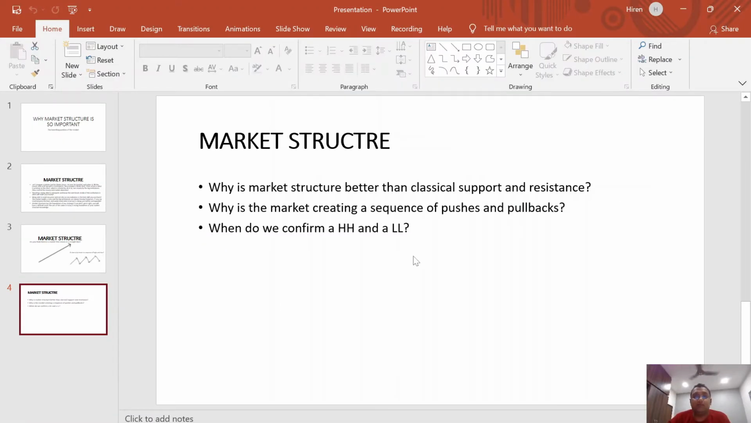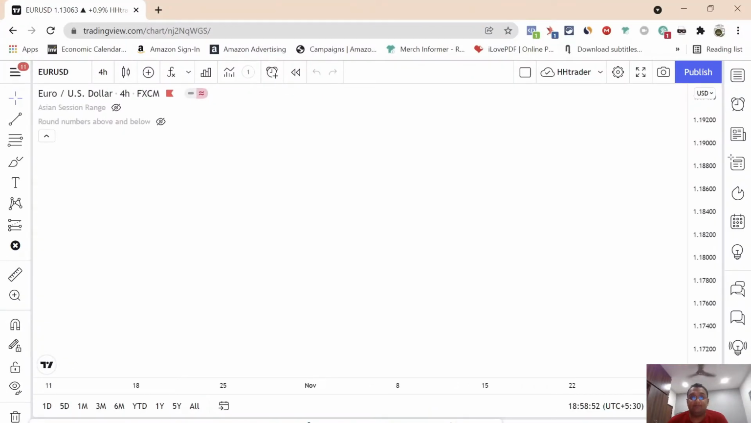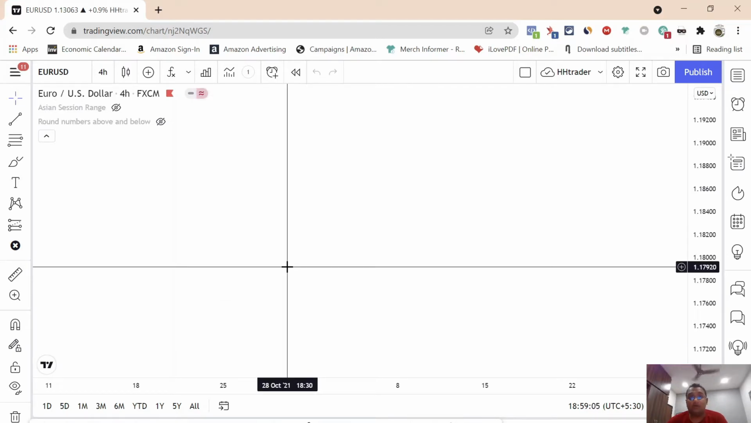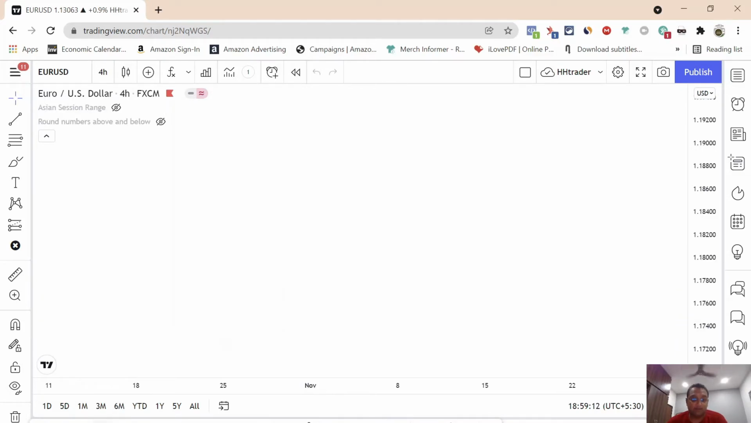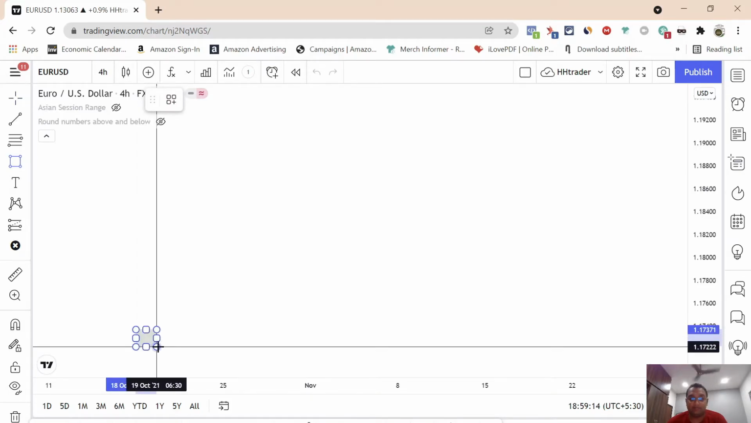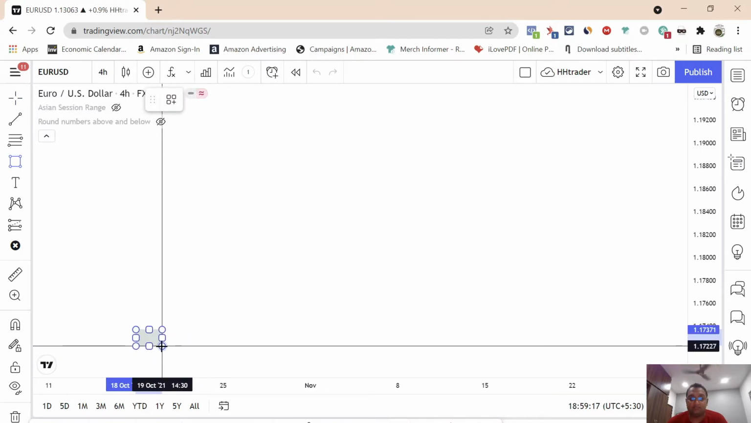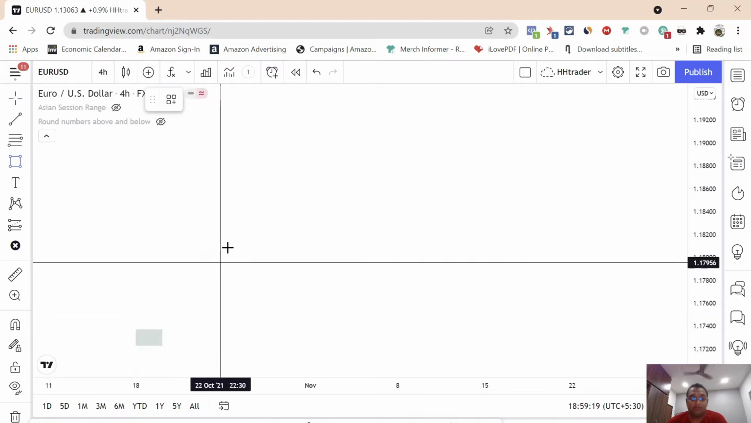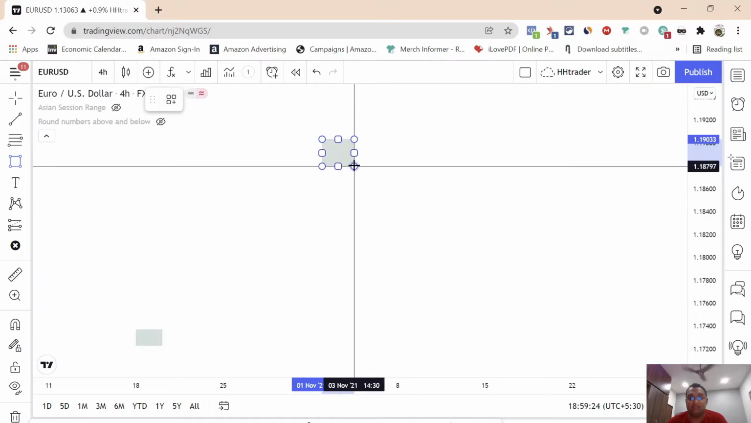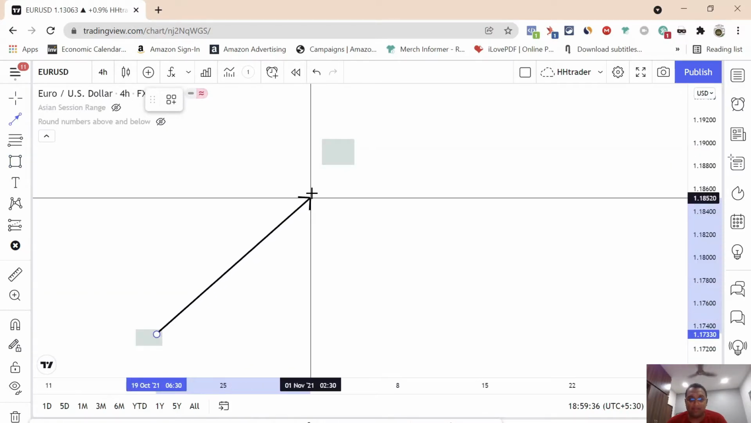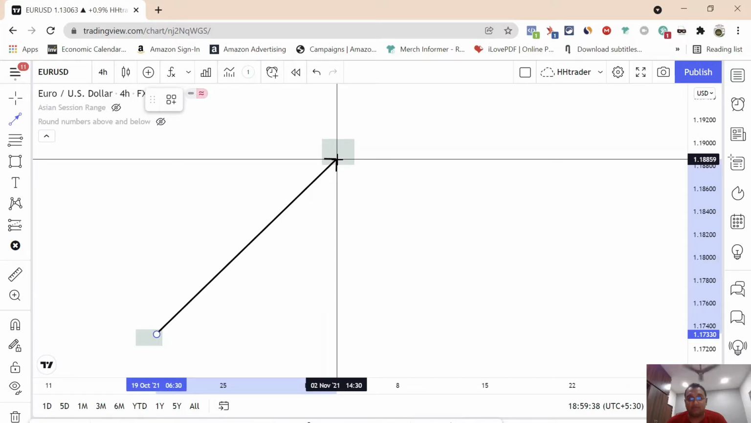Okay, the next question is, why is market creating a sequence of push and pullbacks? So have you ever thought, why do we have those higher lows and higher highs? I want to give you an example. For example, say you're going on a trip. This is where you're going to be starting from, and this is where your home or your destination is. Say you start from here and you have to go to this place.